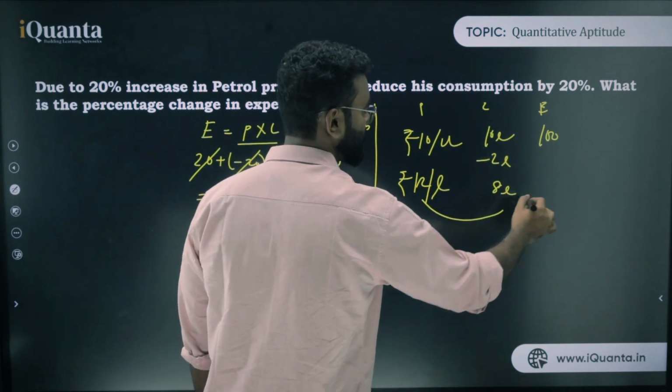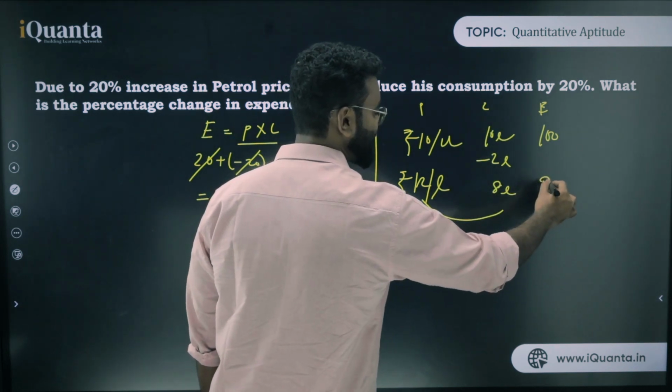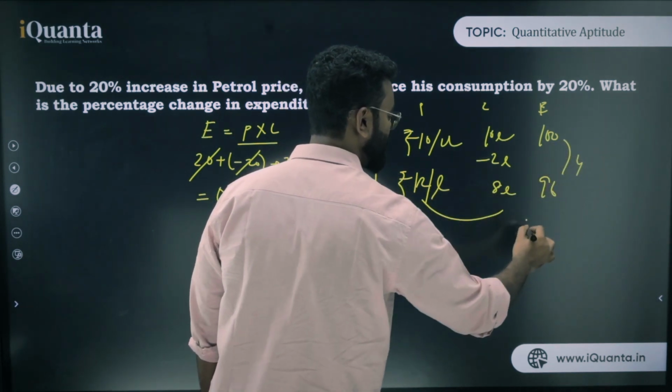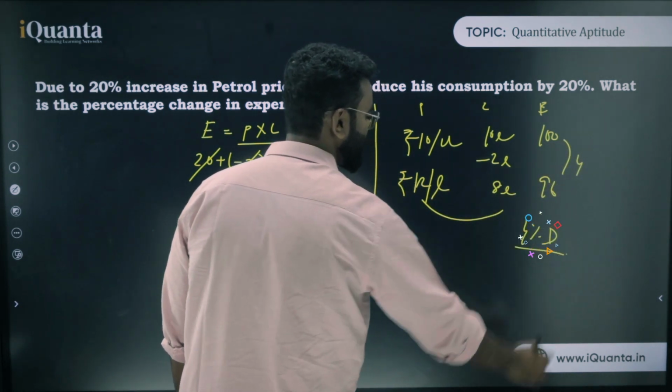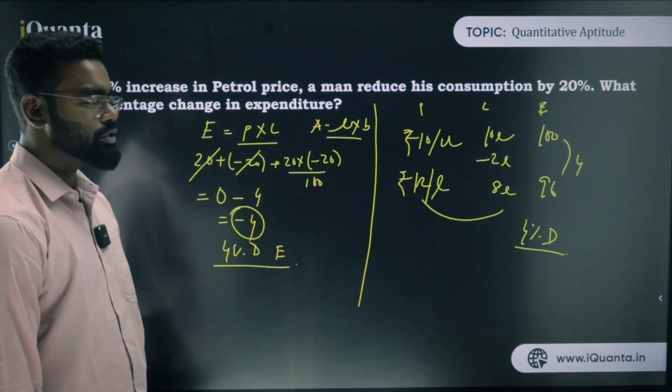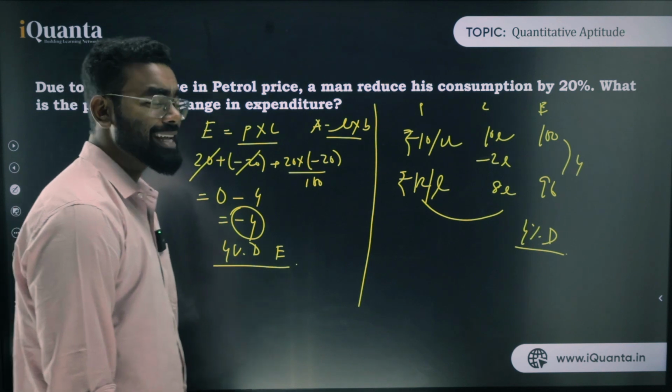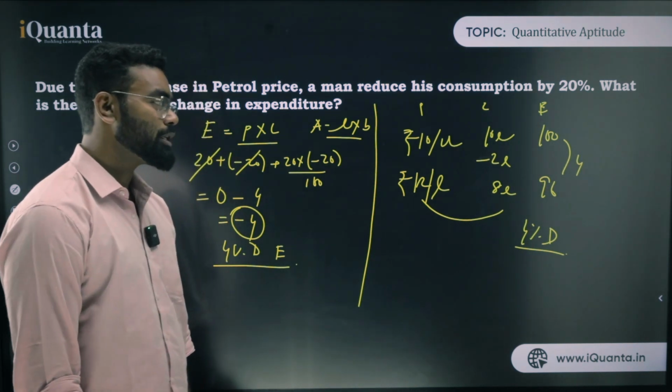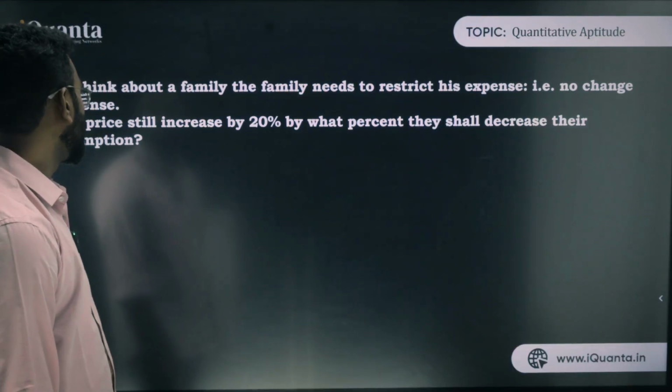So what is now the expenditure? That is 12 into 8, it is 96. So it is decreased by 4. So the answer is 4% decrease. So this is how you can solve this type of question. That is as simple as this. So this is the use of what? Successive. All of these things we are using are use of successive.